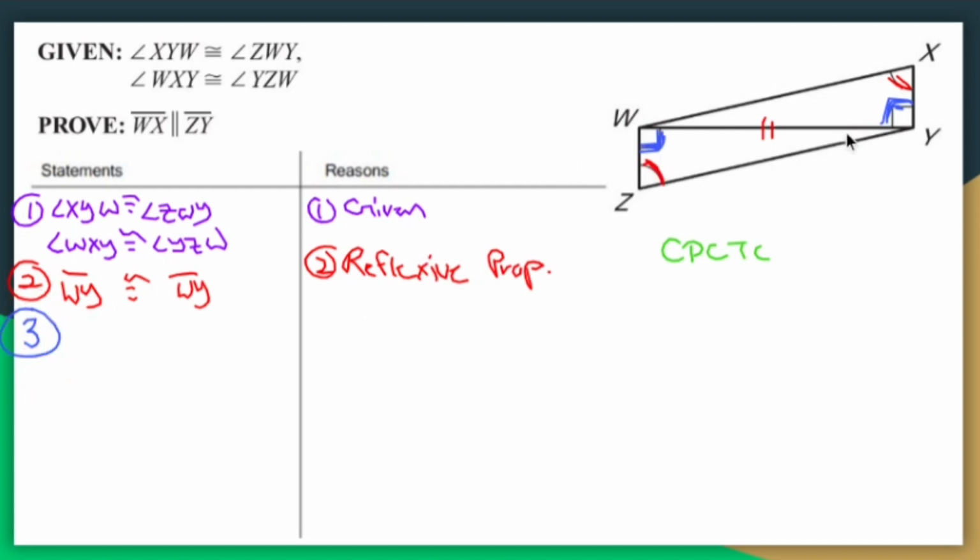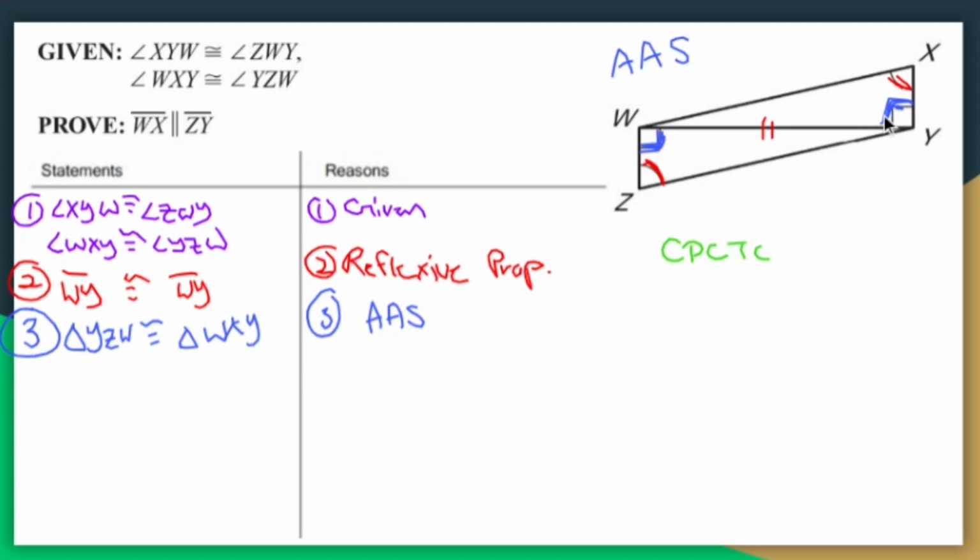Now I have two angles. Ooh, and a non-included side. That's AAS. So I can say that these two triangles, so let's put it in order. Y matches up with W. Z matches up with X. So X, Z, and what's left? Y. Triangle XZY is congruent to triangle YZWXY, and the reason for that is AAS. Now, maybe we're halfway done.